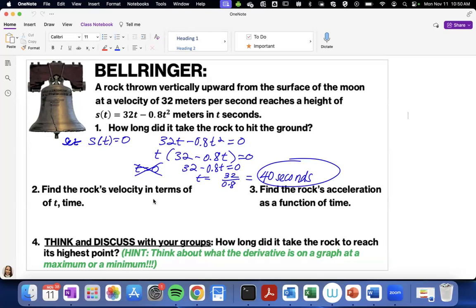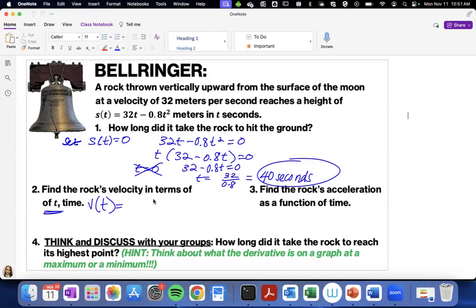All right, ladies and gents. How do I find velocity in terms of time t? Given position, you derive. Velocity is the derivative of position. But what did I ask for? I only asked for it in terms of t. So I just want v of t. Do I even want you to do anything else with that? No, not right now. So v of t is the derivative of position.